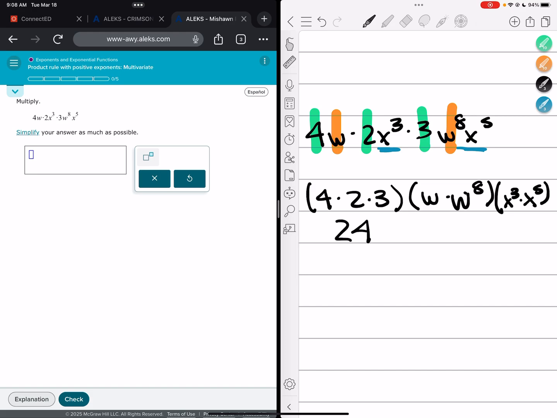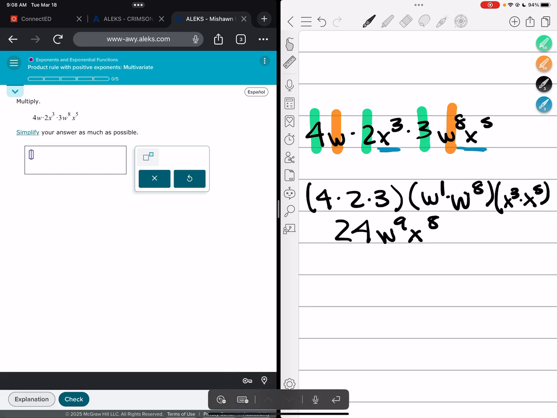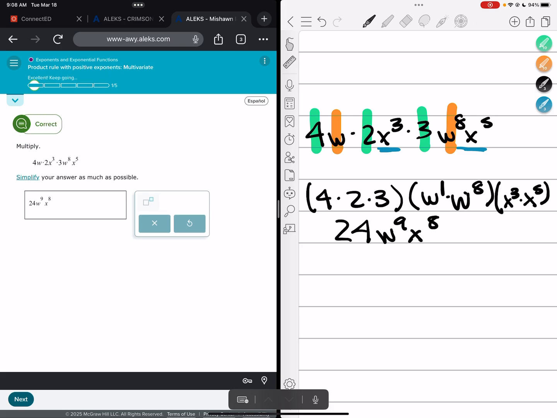W times w to the 8th, I can add the exponents on top. Remember, if there's nothing there, that means there's an invisible 1. So I have w to the 9th, and then this becomes x to the 8th. And this is it simplified all the way. So I go 24 w to the 9th, x to the 8th, which you can check.